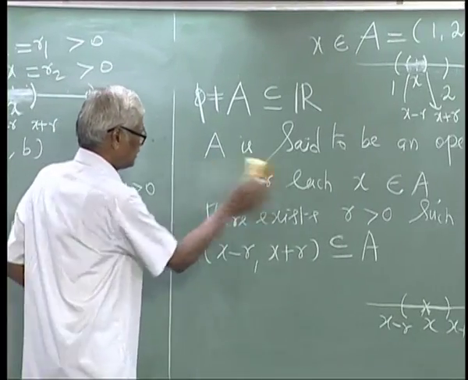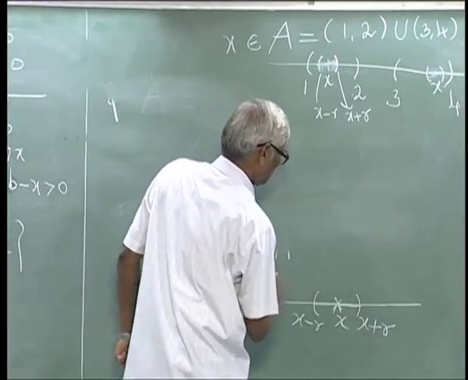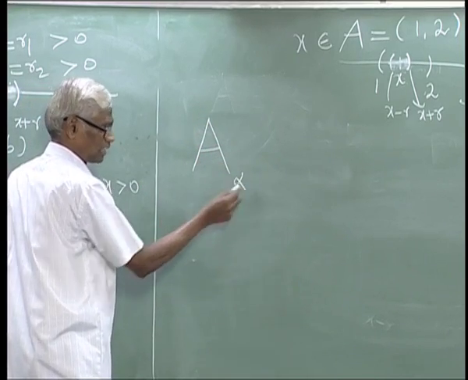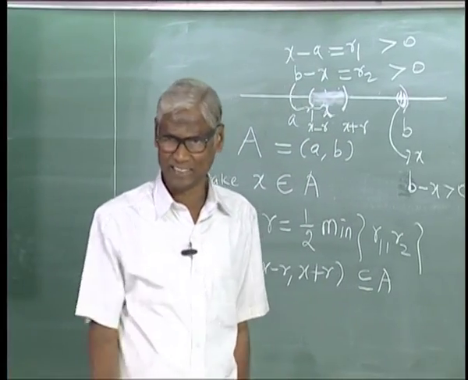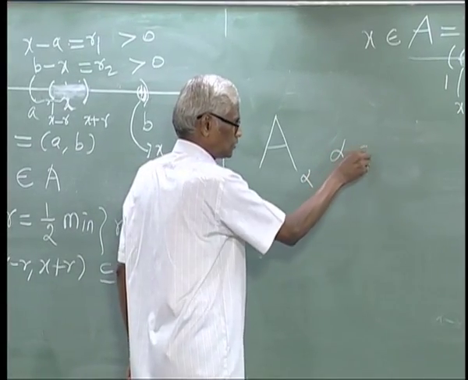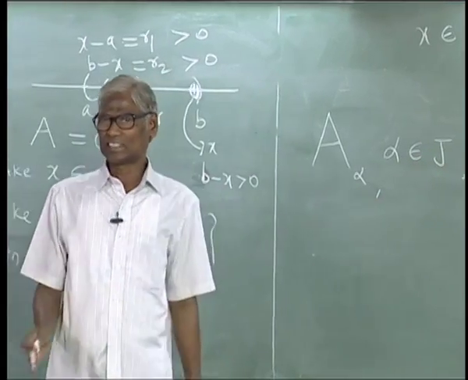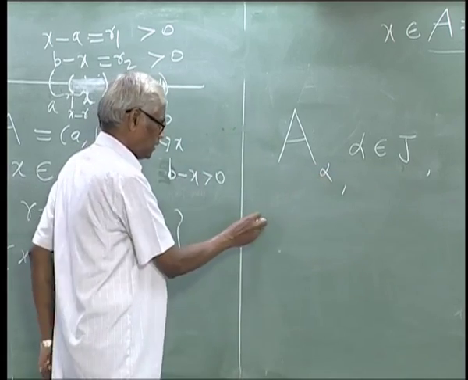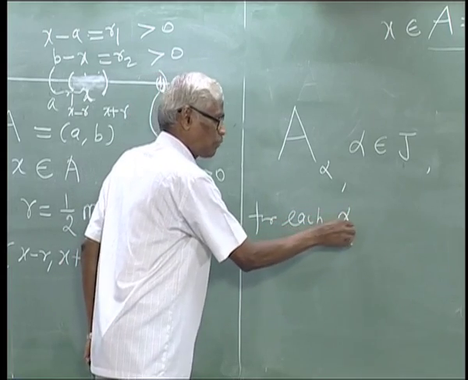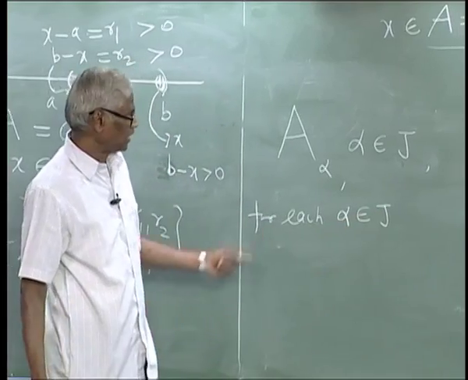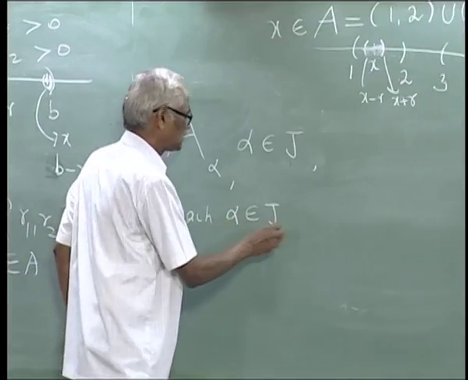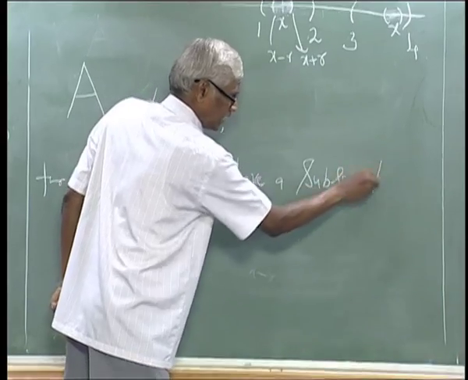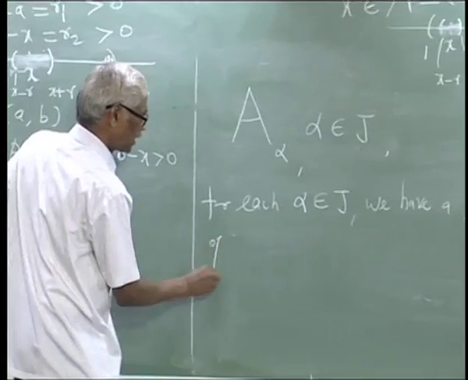It is easy to see. I will just give the statement. If we have a collection, let us say A suffix alpha, alpha belongs to J, we say J is an index set, and J is just any set. To start with, we will assume that J is a non-empty set. That means for each alpha belonging to J, we associate a set; for each alpha we have a subset A suffix alpha of R.